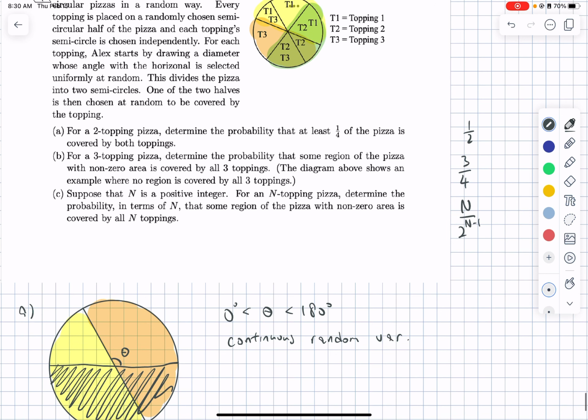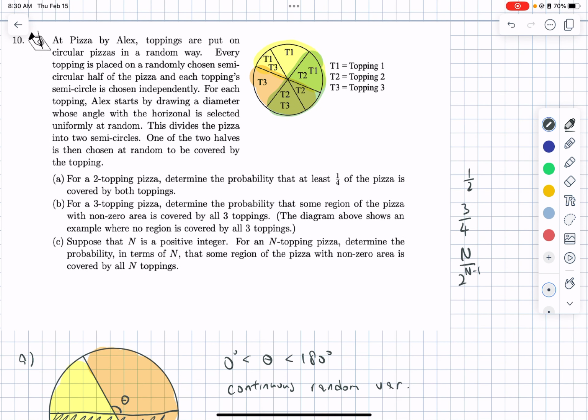The probability that for an n-topping pizza, at least 1 slice of the pizza is covered by all n toppings. And that's it for question 10 of the 2022 Euclid.